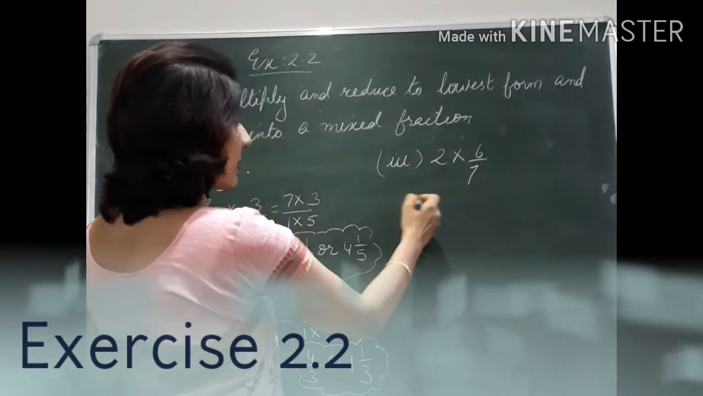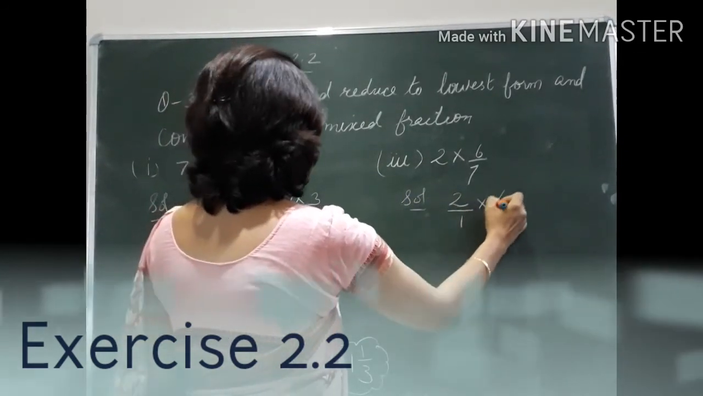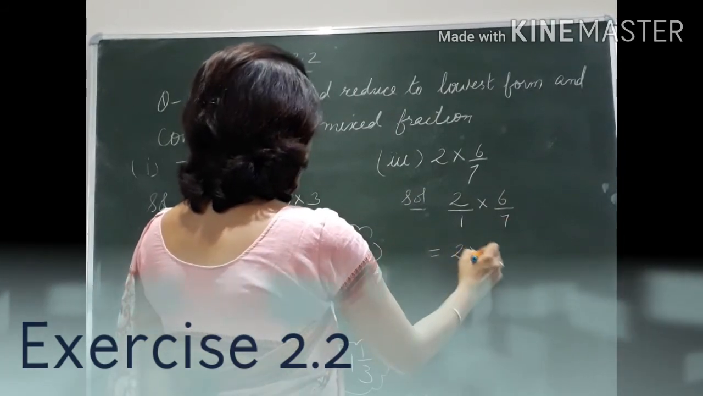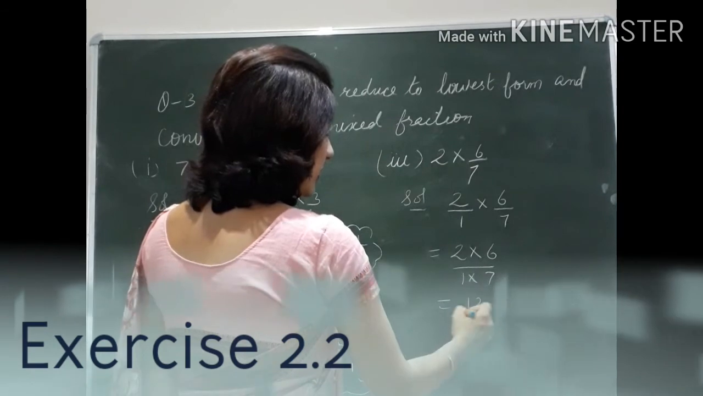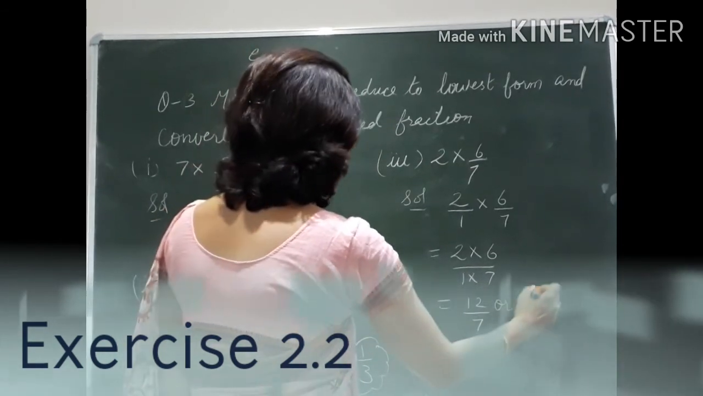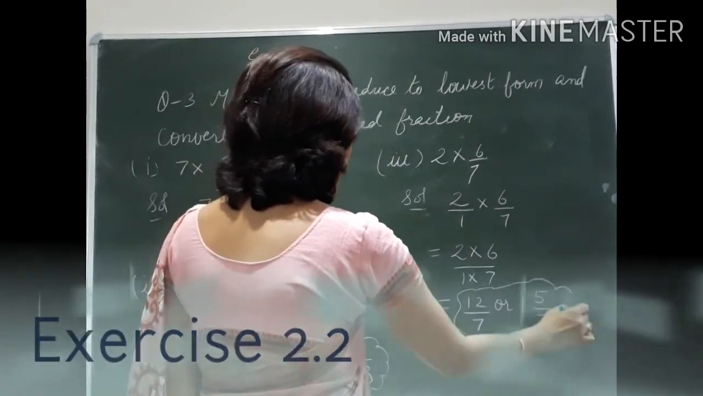Next is 2 multiplied by 6 by 7. So 2 by 1 into 6 by 7. Numerator with numerator, denominator with denominator. 12 by 7 or 1 5 by 7. So the remaining parts you will do yourself.